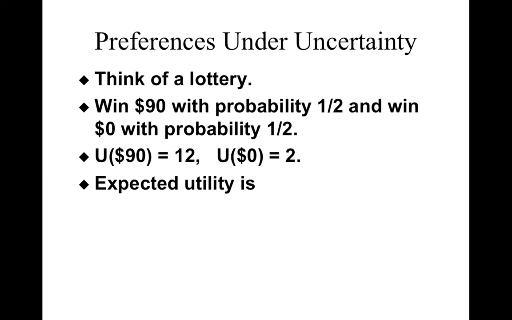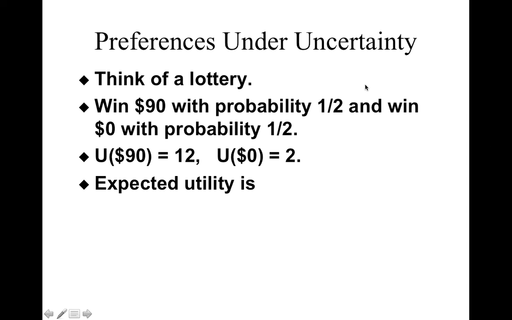We will represent preferences under uncertainty by a function that we will call the expected utility function. It is also alternatively called the von Neumann-Morgenstern utility function. What is so special about this utility function? Let's look at the idea. Let's understand this concept of expected utility function with an example.